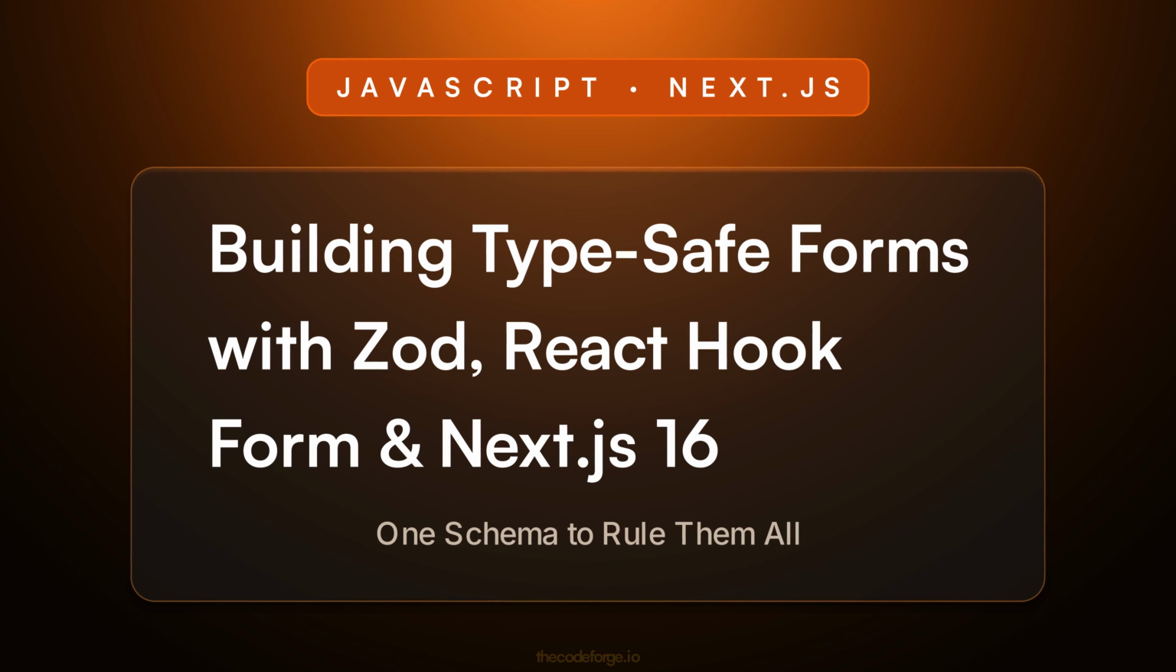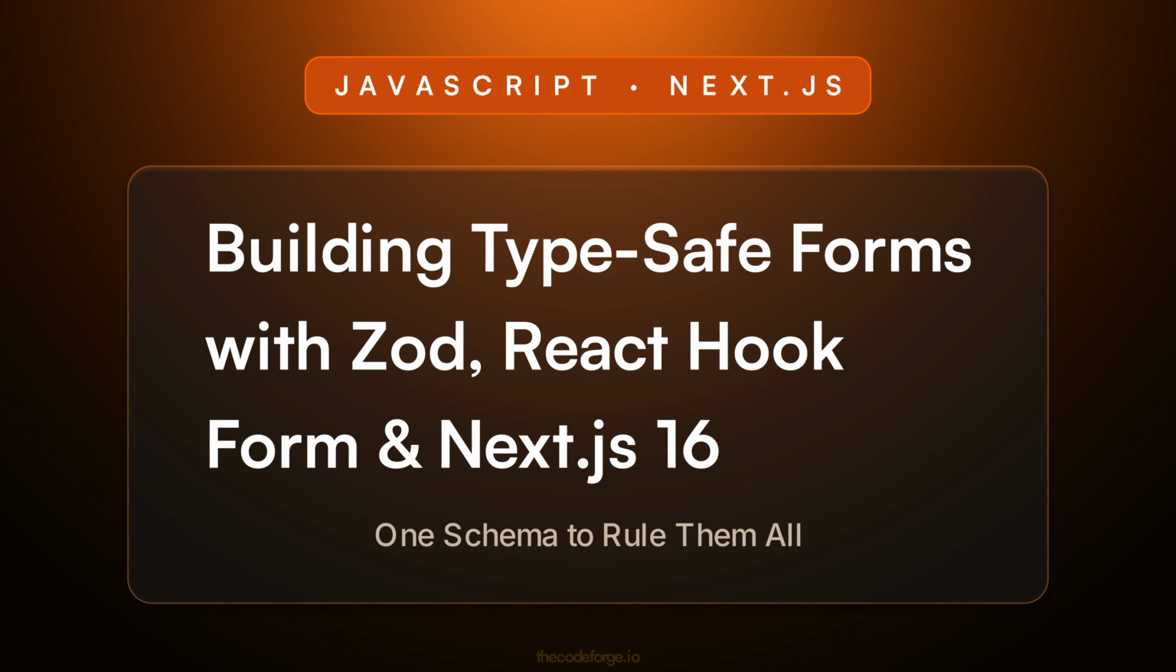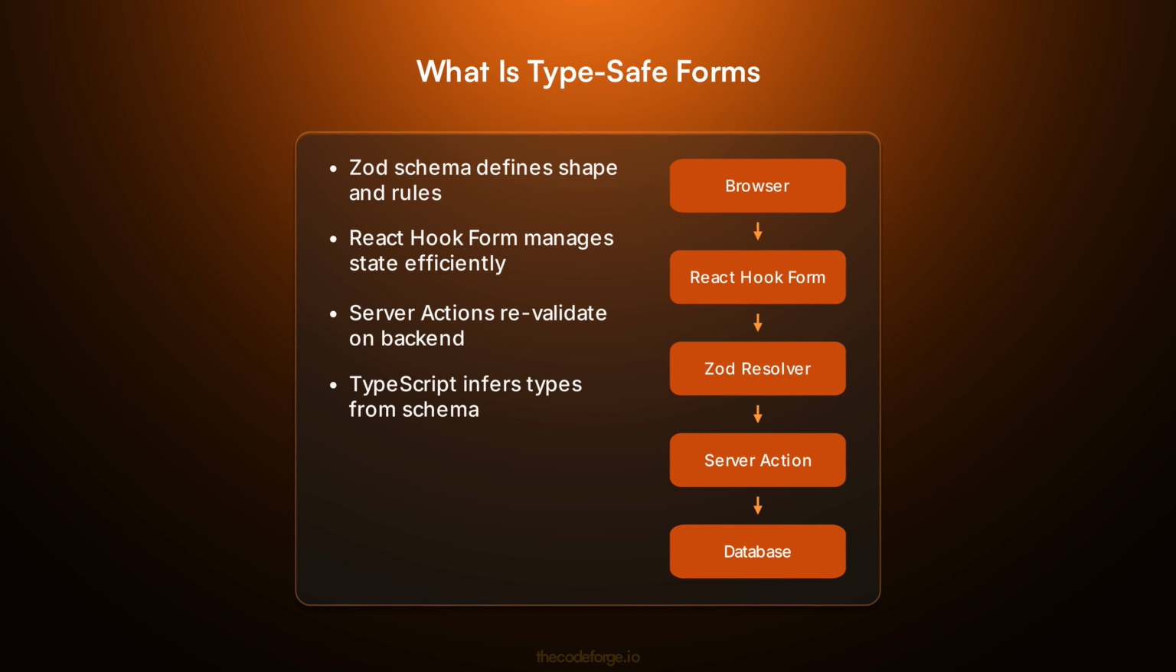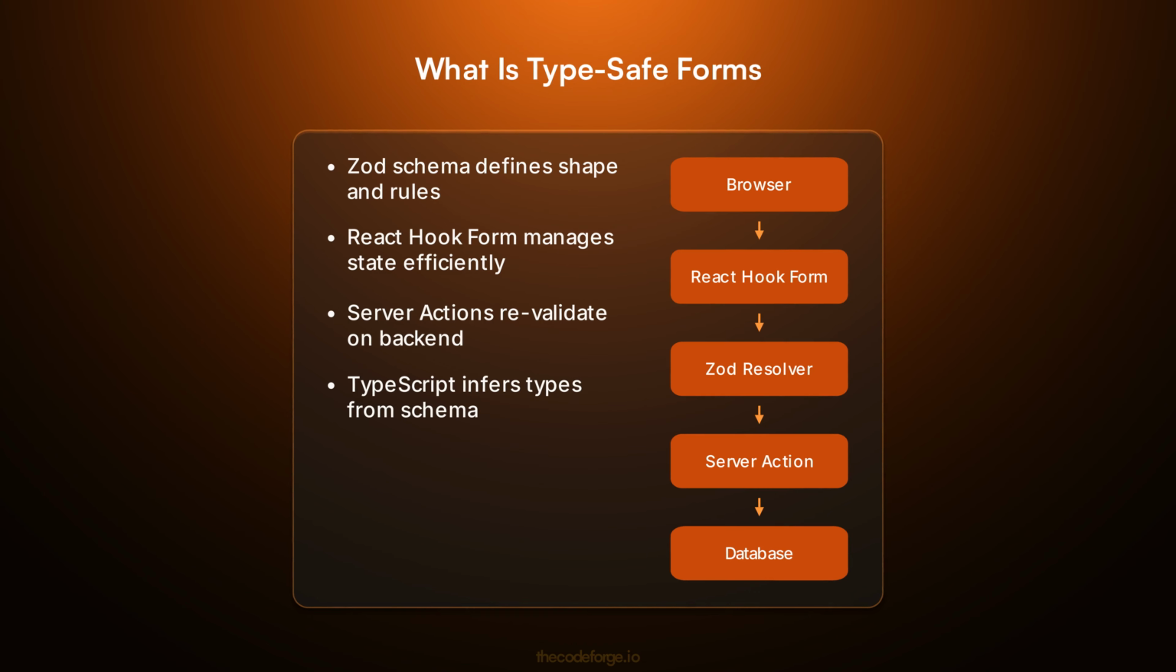Let's break down building type-safe forms with Zod, React Hook Form, and Next.js 16, how it works, and the exact mistake behind that failure. Type-safe forms mean your form data is validated and typed at every step. Zod defines the schema once. React Hook Form integrates it via a resolver. Server actions revalidate the same schema on the backend. TypeScript infers types automatically. No duplication, no drift.